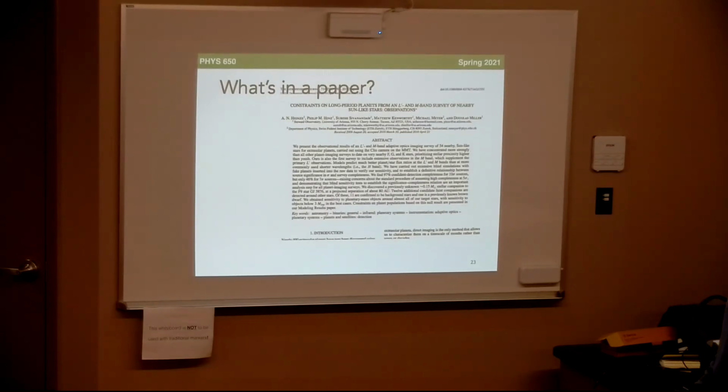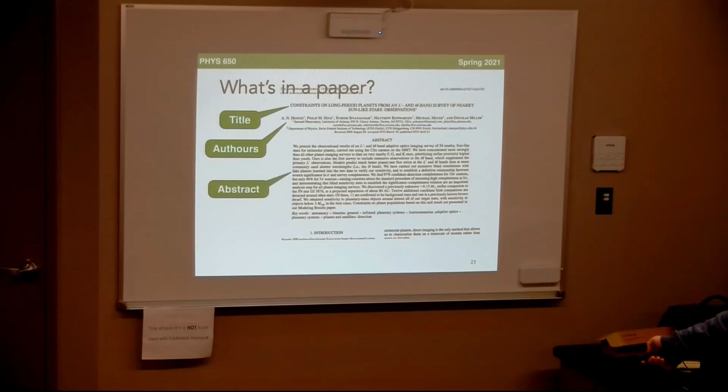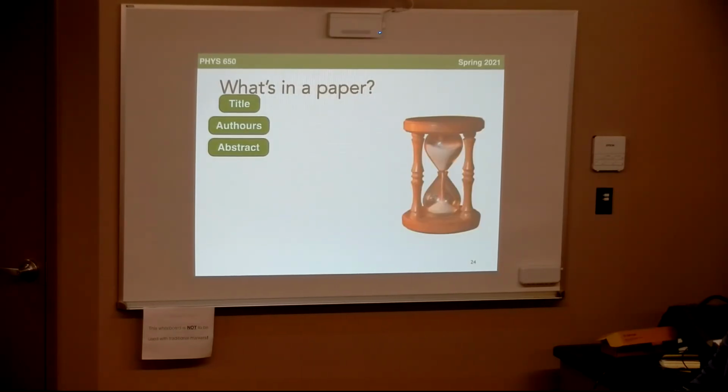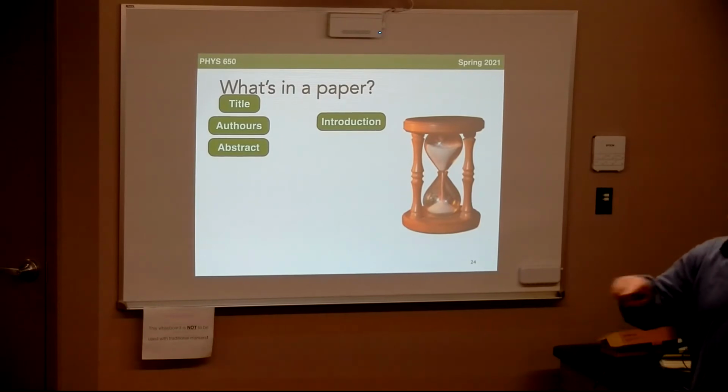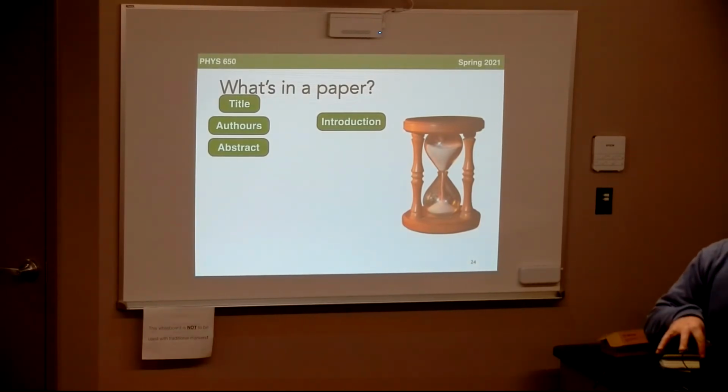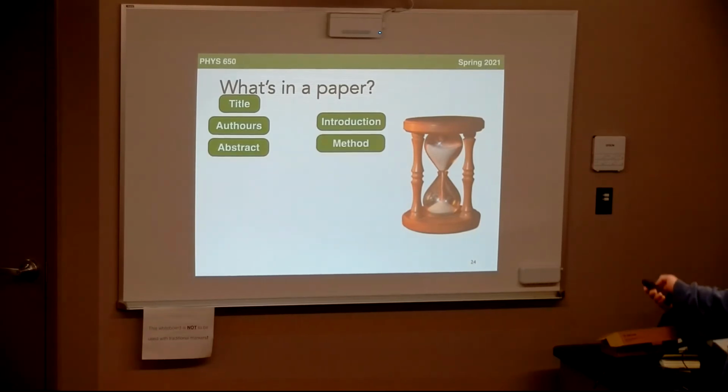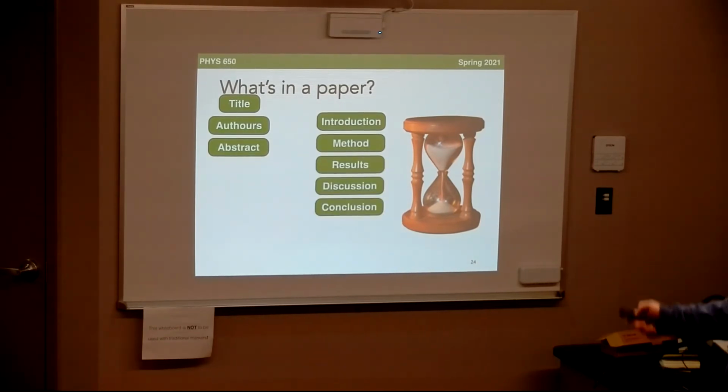So what is in papers that appear, right? You've got a title, you've got the authors, the people who worked on it, and the abstract. The abstract is the first thing that you read, but it's the last thing you write. It's the absolute last thing you write. It's the summary of the whole thing, so only after you've finished your paper, you write the abstract. There's an introduction, there's a method, there's a result, there's a discussion, there's a conclusion.